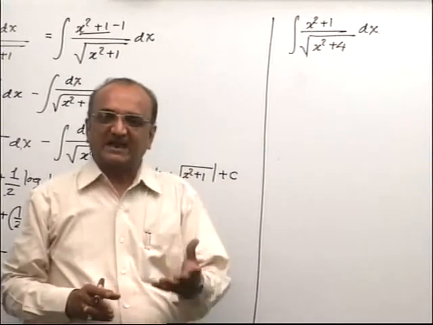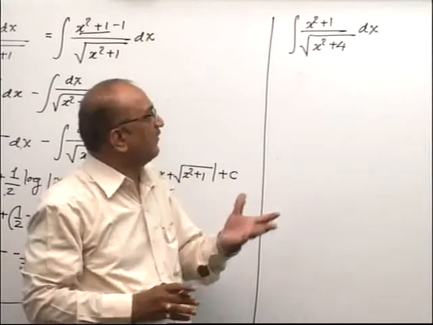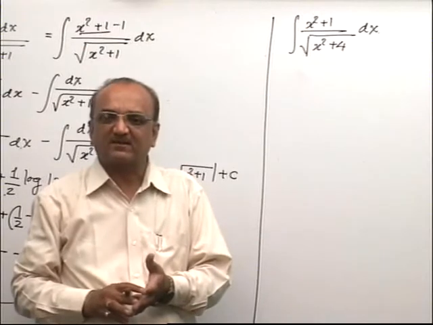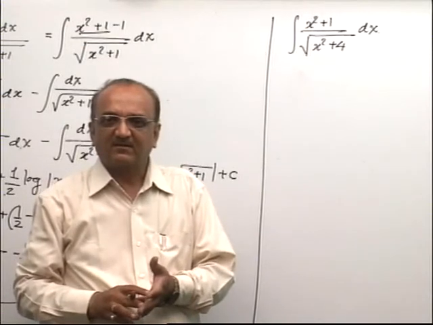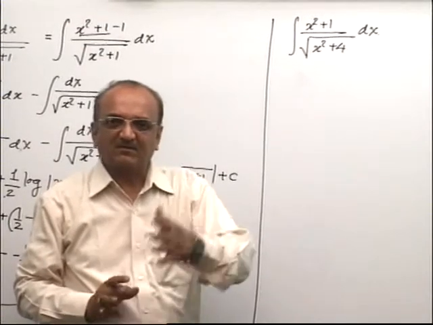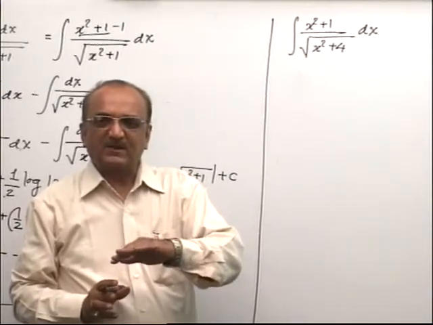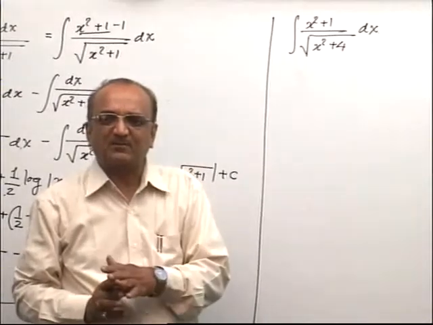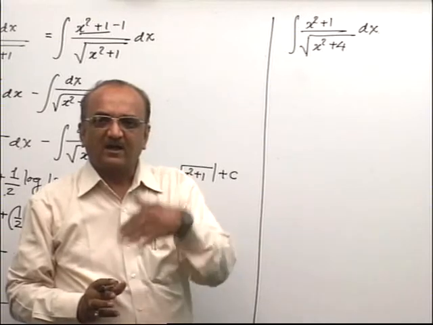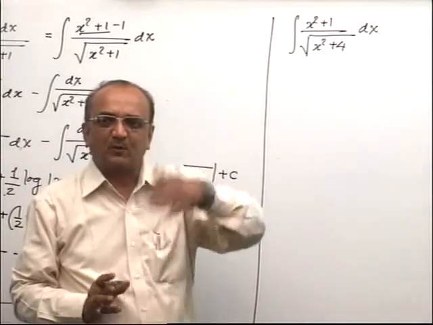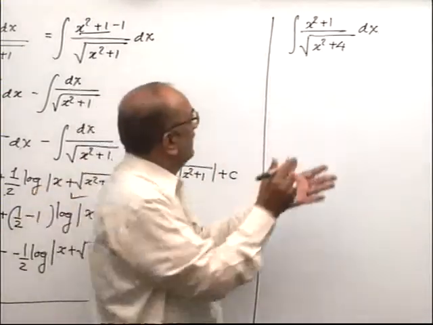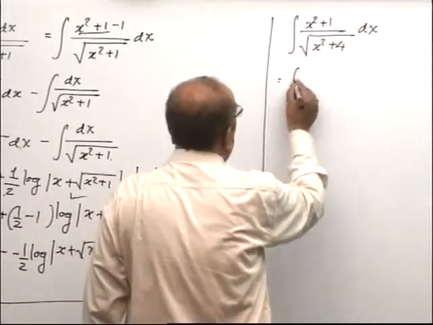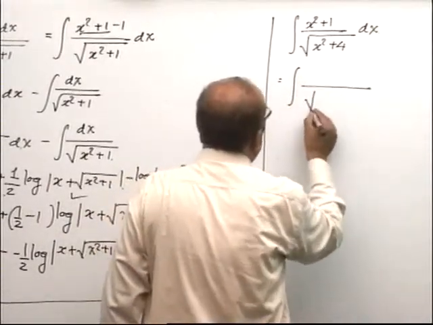You may see here the last question is the integral of (x square plus 1) upon root of (x square plus 4) dx. Same thought. X square plus 4 is higher than x square plus 1. According to the higher, you have to adjust the lower. Then you may write the statement this way. No change in denominator.